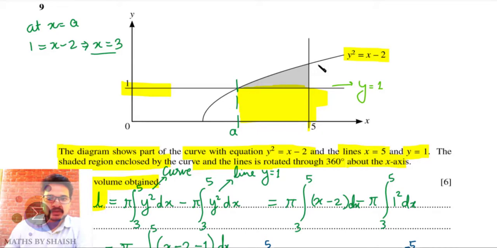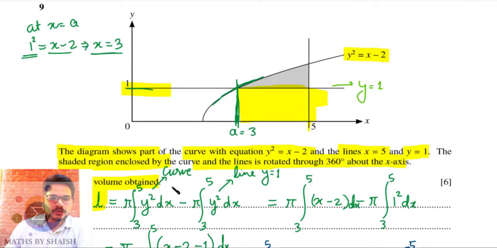And the limits we can calculate from here. This is the y equals 1 line, and y squared equals x minus 2. That is going to be the point of intersection where we integrate to find the volume. So for the intersection point, we'll put y as 1, then 1 squared equals x minus 2. That is x equals 3. So we got these two values, that is 3 to 5.